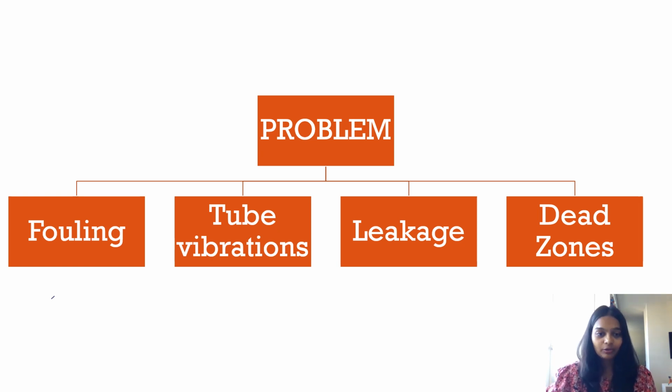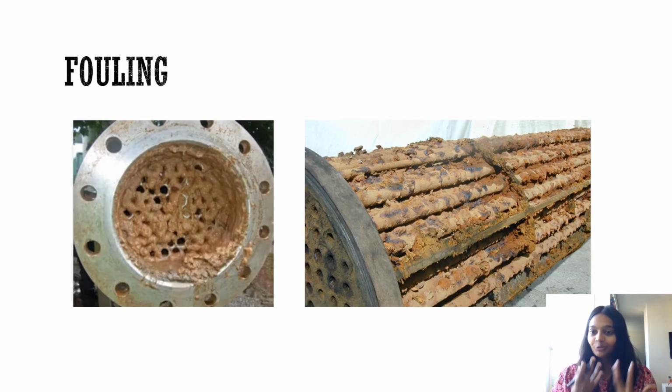It could be fouling, where there's a deposition or the corrosion of the tubes and shell. It could be tube vibrations, a noise that's coming out from heat exchanger, the fluid leakage from either of the ends or parts, or it could be dead zone. These are the four major problems that your heat exchanger might be facing. Now, how to identify one?